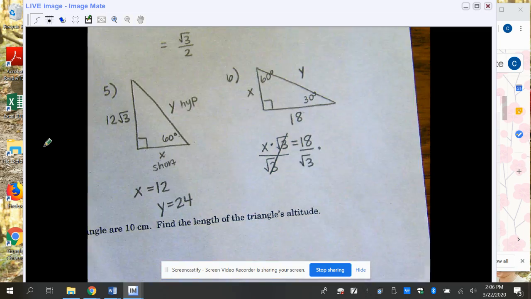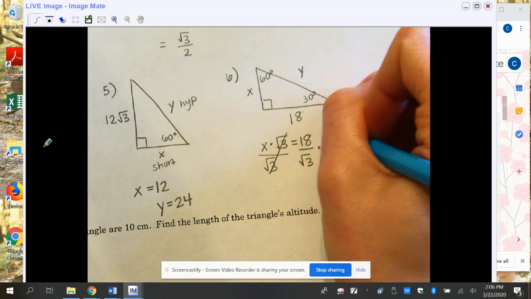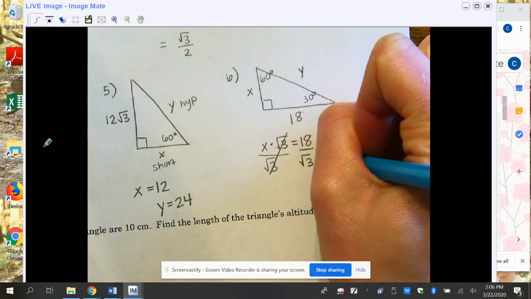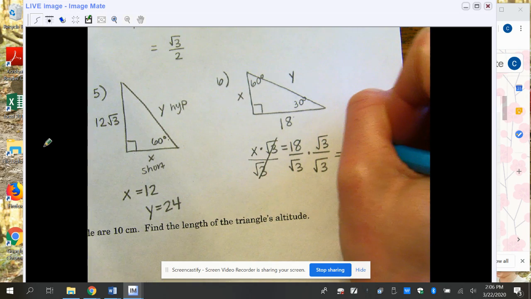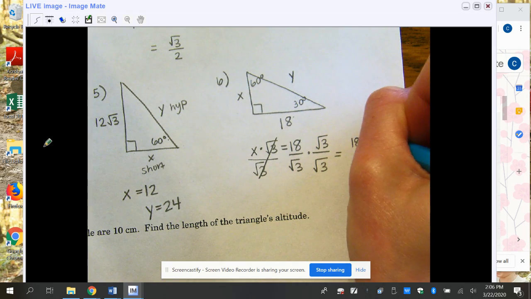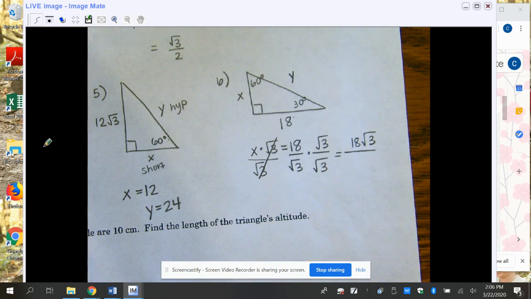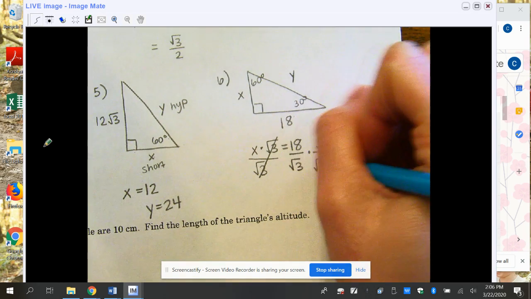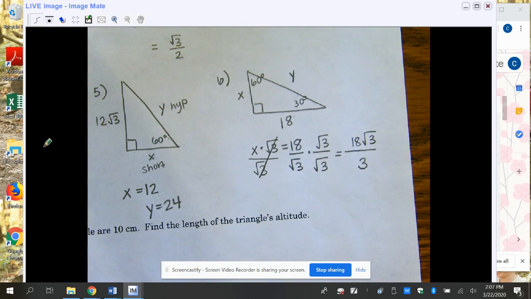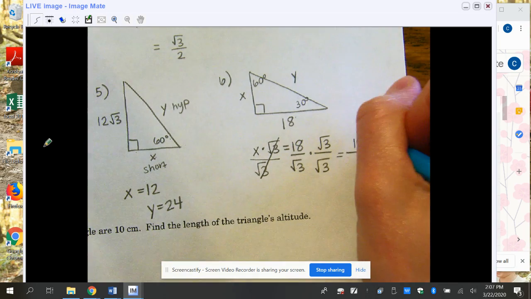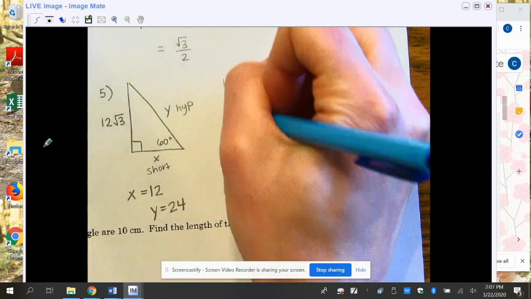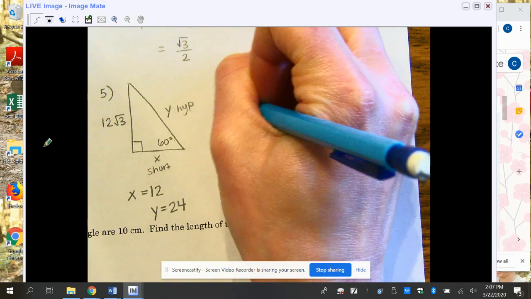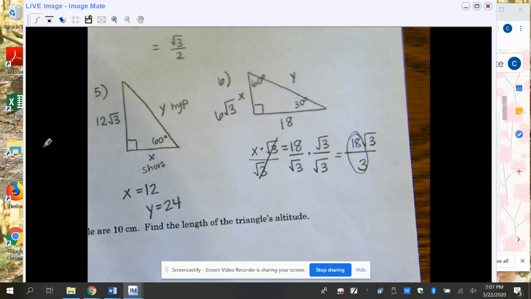You can't have a radical in the denominator of a fraction, so I'm going to multiply by that radical. So that gives me 18 radical 3 on top, and then the radical will cancel, leaving me just with the 3 on the bottom. And then we can divide that out. So 18 divided by 3 is going to be 6 radical 3.